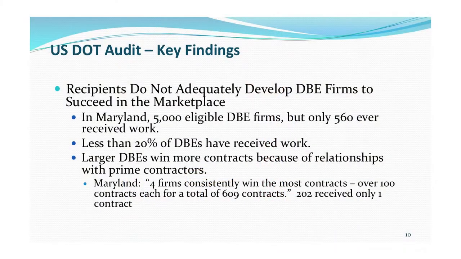So, is the program working? The DOT found that the recipients do not adequately develop DBE firms to succeed in the marketplace. In Maryland, as an example, 5,000 eligible firms, but only 560 ever received the work. That's only 20%. In Maryland, only 4 firms consistently win the most contracts, about 100 out of 609.